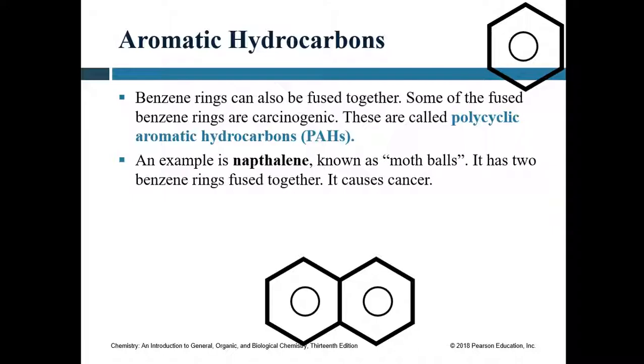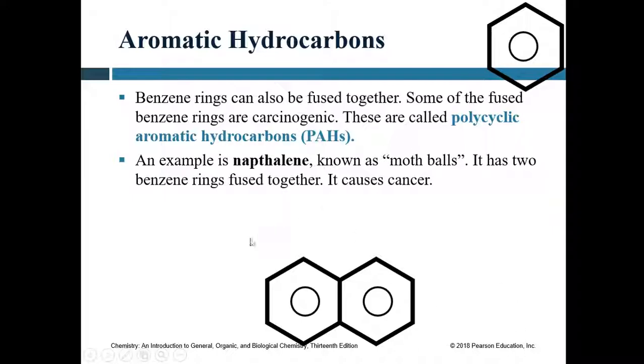Now, benzene rings can also be fused together. So let's look at this benzene ring here and another benzene ring. Some of the fused benzene rings are carcinogenic, and they have a particular name for them: polycyclic aromatic hydrocarbons, otherwise known as PAHs. Okay, so polycyclic meaning more than one. So here's our benzene ring, this molecule here. So here we have more than one benzene ring fused together, polycyclic, and they're aromatic hydrocarbons.